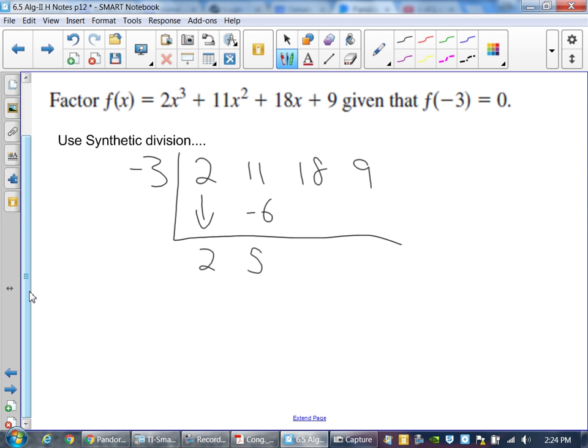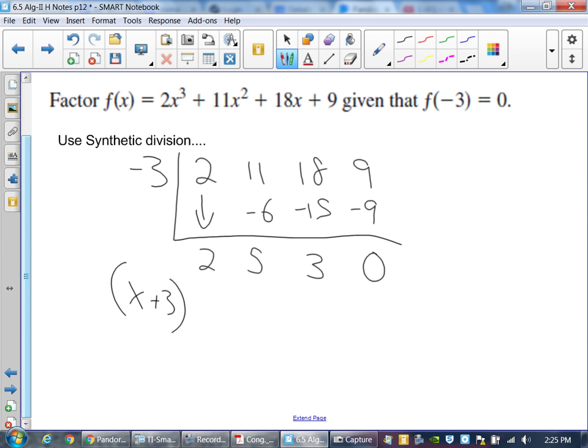Drop down the 2, multiply, get negative 6, add 5, multiply, negative 15, add 3, multiply, negative 9, you get a 0. Hey, if they told you that negative 3 is a 0 and you don't get a 0, what happened? You done goofed. Go back and fix it. So at this point now we know that negative 3 is a 0, so its term is x plus 3.